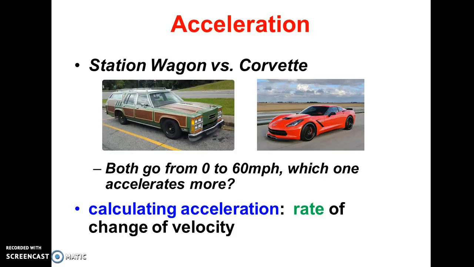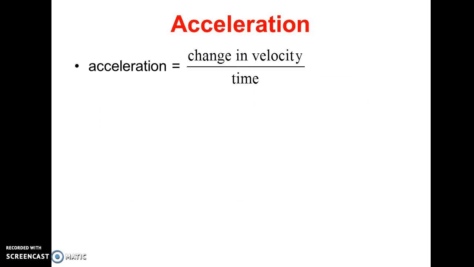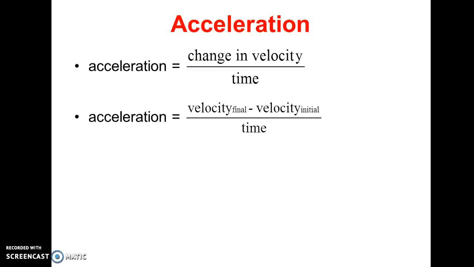So even though acceleration is technically any change in velocity, when we calculate acceleration, we have to consider how long it takes to make that change in velocity. So again, acceleration is going to be the rate of change of velocity. So when we go to calculate it, we calculate it as the change in velocity divided by the time. When we talk about change in velocity, make sure that you take the final velocity, subtract off the initial velocity. So if you go from 0 to 60, you end up with a positive number and positive acceleration.